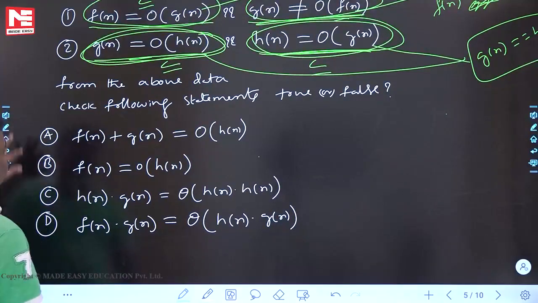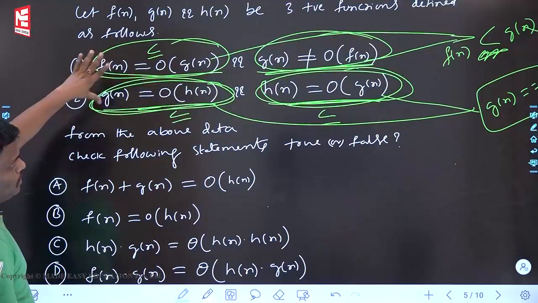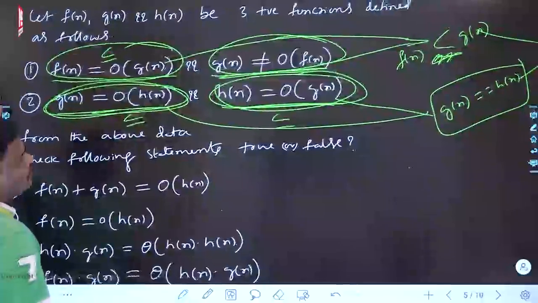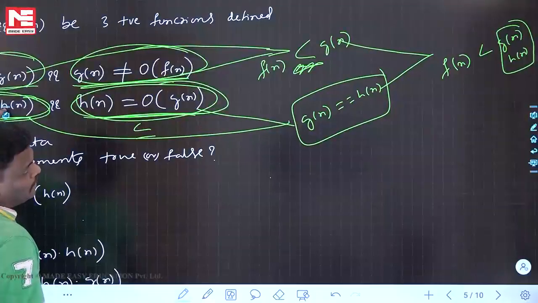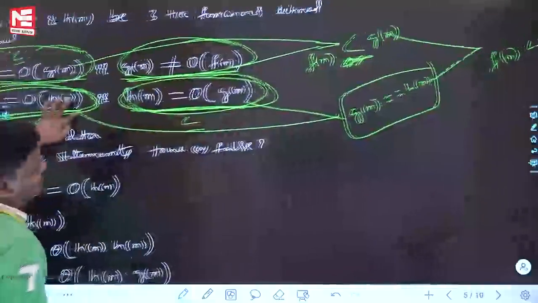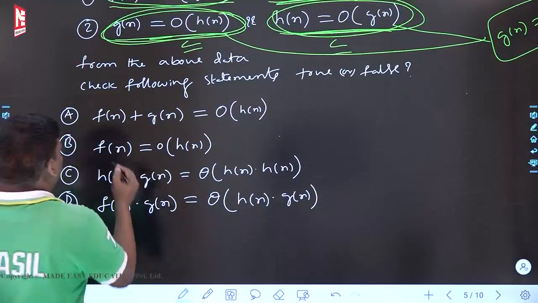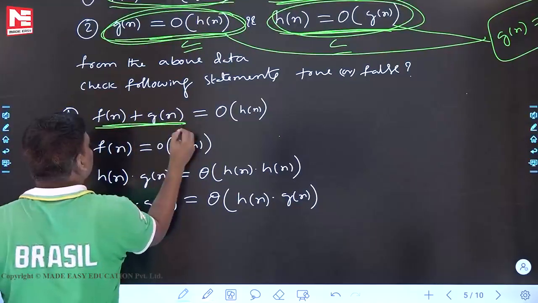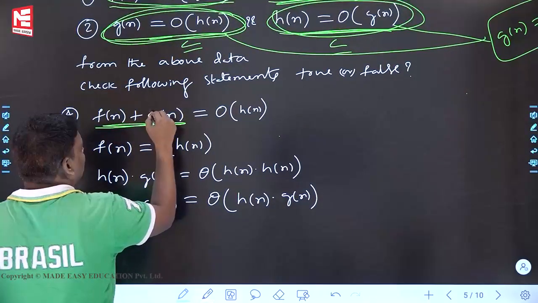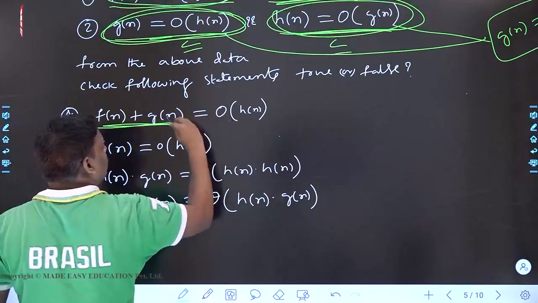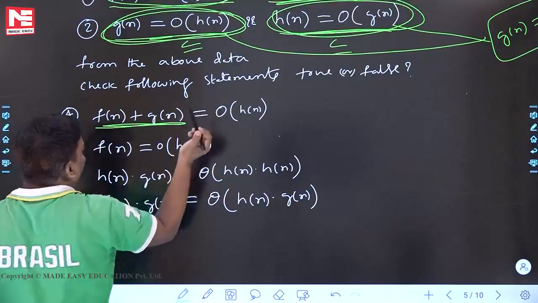We have to verify. Given three functions f, g, h, out of these three, what is the relation between them? F of n is less than g of n, which is equal to h of n. This is the relation. Now check one by one. F of n plus g of n, which is bigger? G of n is bigger. So f of n plus g of n is big O of h of n. Everyone knows g of n and h of n are equal. Even though you do the plus, the larger one will come into the picture.